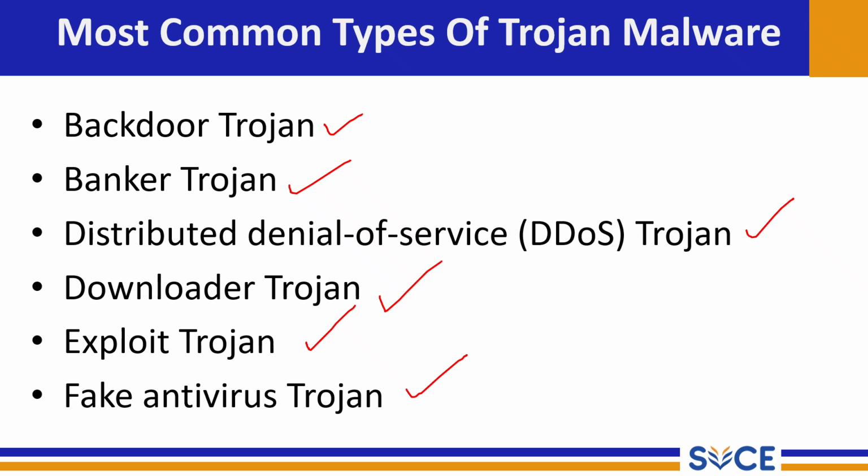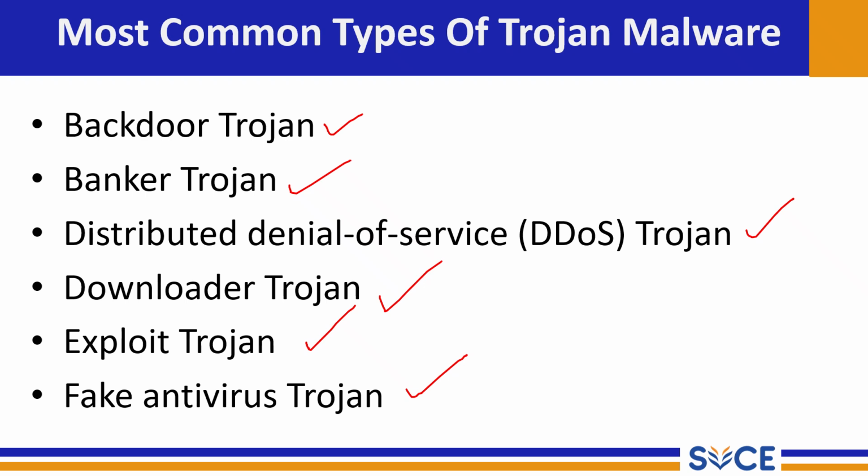Next we are going to see the downloader Trojan. A downloader Trojan targets a computer that has already been infected by malware. Then it downloads and installs more malicious programs on it. This could be additional Trojans or other types of malware like adware. We have already discussed this in the previous video, so if you want, you can check it out.